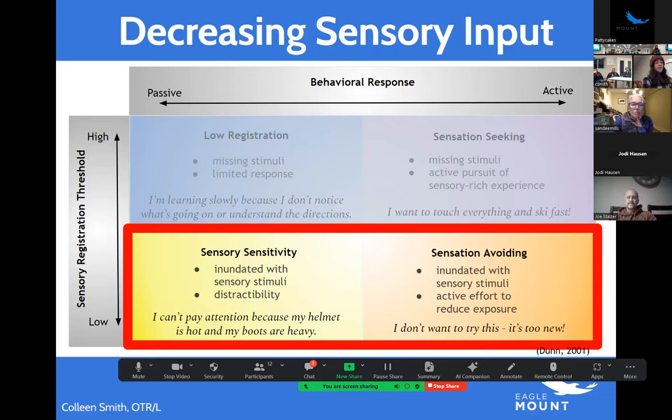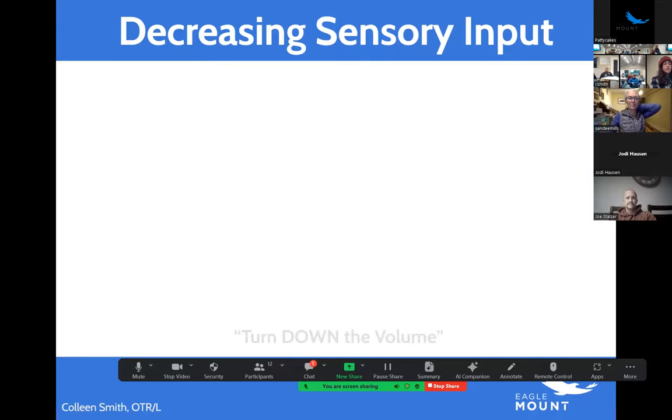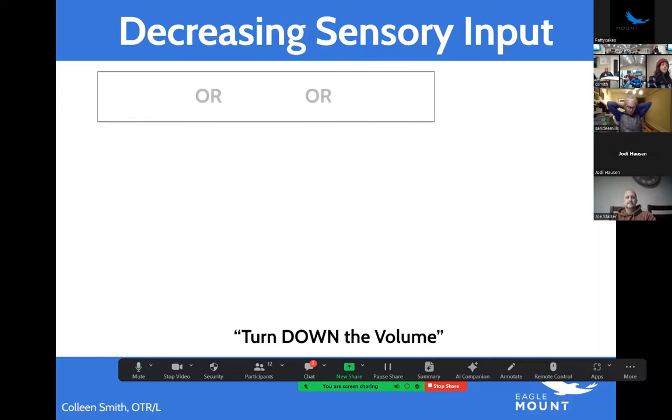So now we'll talk about the people in the lower threshold category, where there's just tons of sensory input coming. For these folks, we really want to think about turning down the volume in all those same areas. This is when you want to choose whether you're giving visual demonstrations, auditory directions, or tactile cues. Sometimes overlapping those things can be really overwhelming.